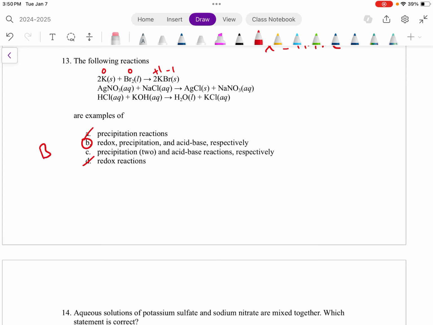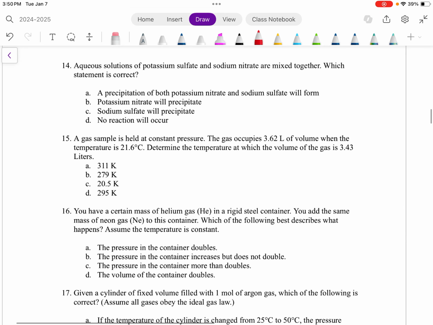B, everything aqueous except for one, is precipitation. And then C, you have an acid plus base gives you water and salt. So that's an acid-base. So B is the best answer there.